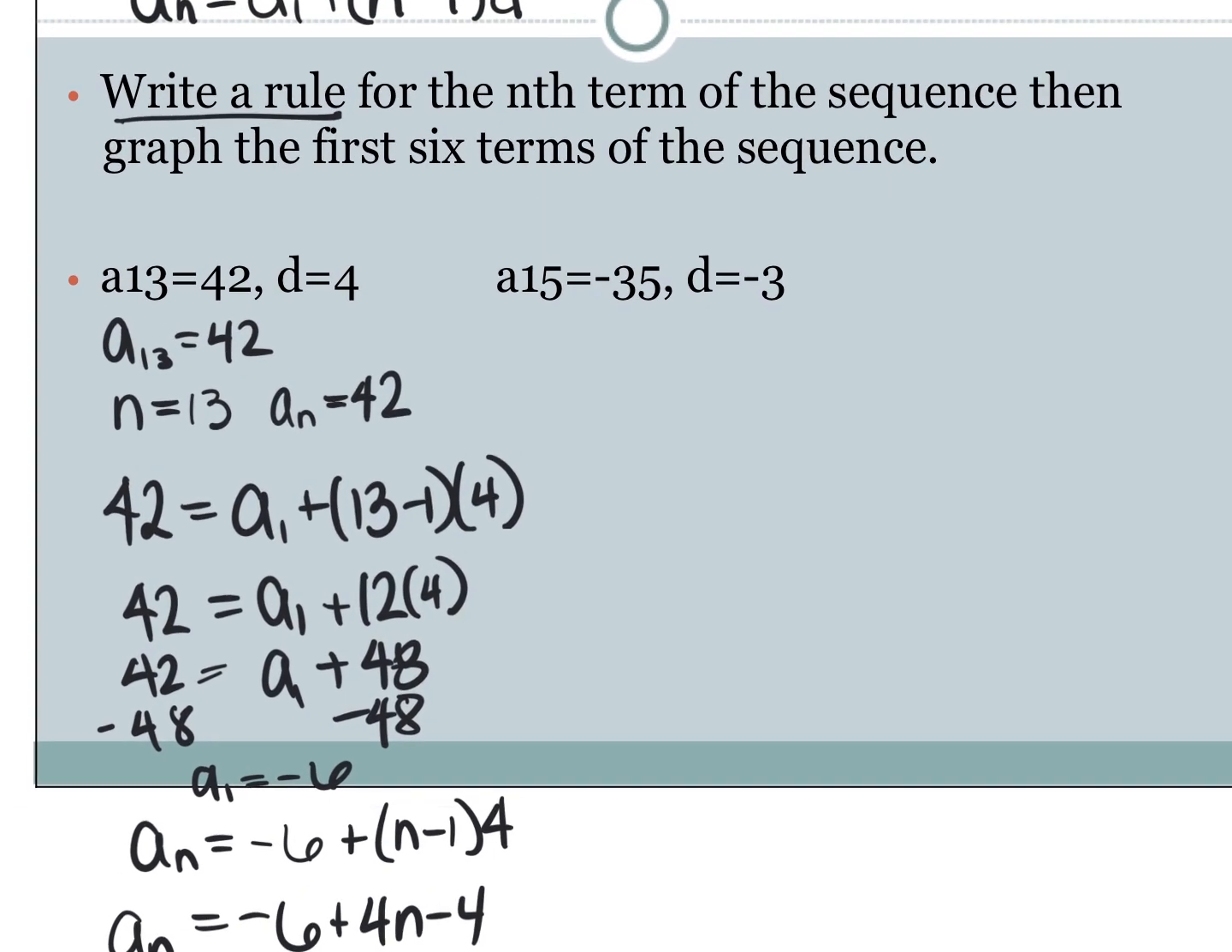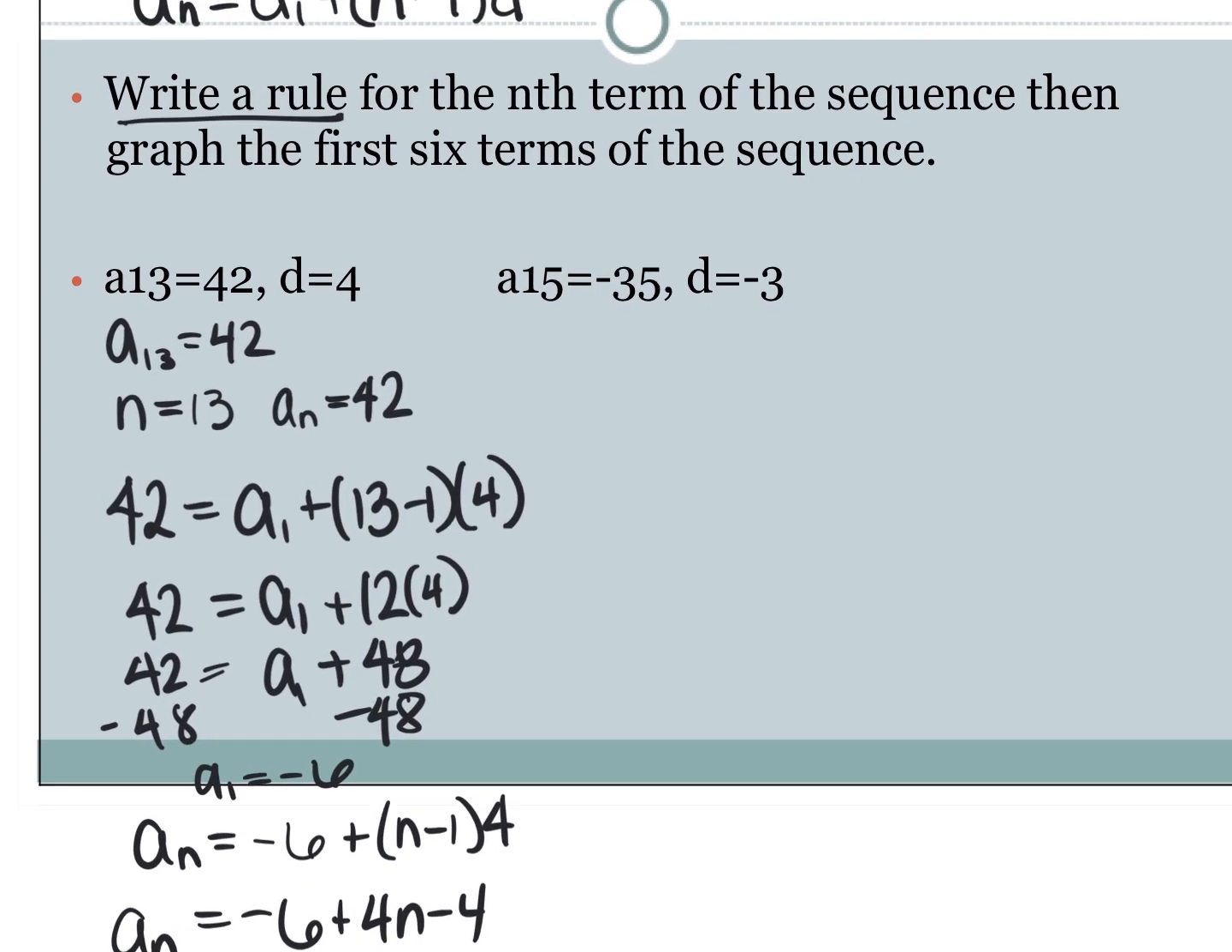Okay. Can you pause the video and do the second example. If A15 is negative 35 and D is negative 3, can you find the equation? First, find A1. Plug in what you know. Pause the video and work it out. If you haven't done it yet, you need to pause the video and try it on your own. I'm going to do this one with you, show you how to do it, to make sure you can check your work and see what you did wrong.